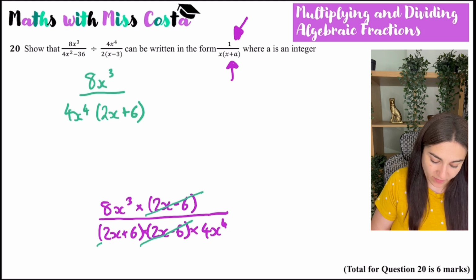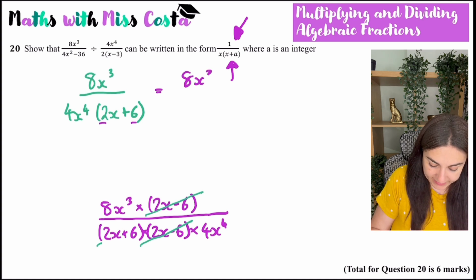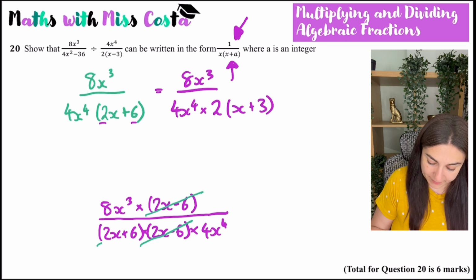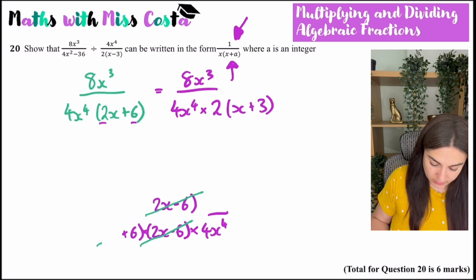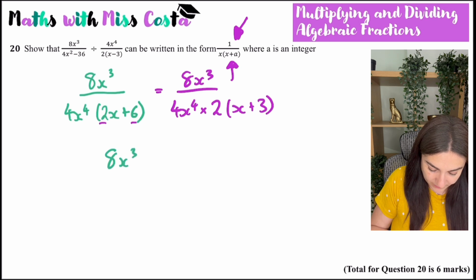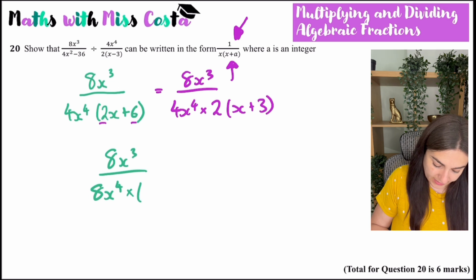So what that means is that I could take out a multiple of 2 from the bracket. So that could become 8x cubed divided by 4x to the power 4 times, if I take out 2 out of the bracket, I'd be left with x plus 3. And 4x to the power 4 times 2 is conveniently 8x to the power of 4. So I'd be left with 8x to the power 4 times x plus 3.